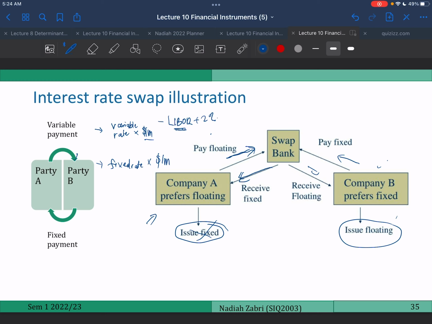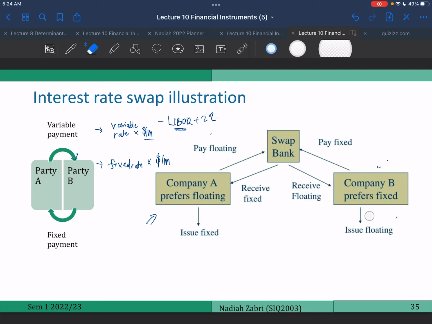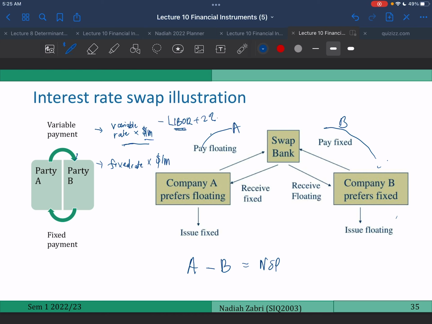Alright, so during a swap, it will be as follows. One will pay the variable rate. Let's say company A will pay amount A, and company B will pay amount B. So what company A gets is, it pays A but it receives B. So the net swap payment is A minus B. As for company B, it pays B but it gets A. So that is its net swap payment. As you can see, the net swap payments of these two just have opposite signs.